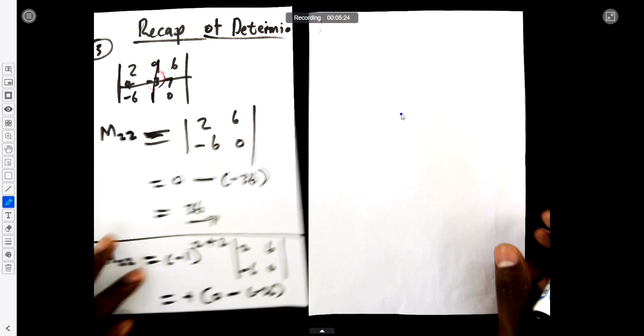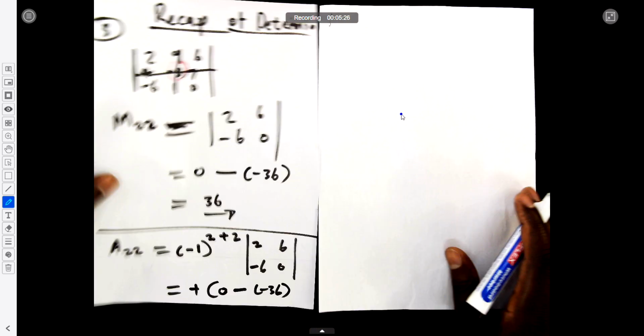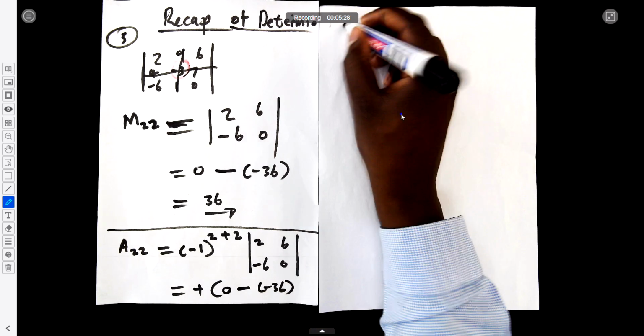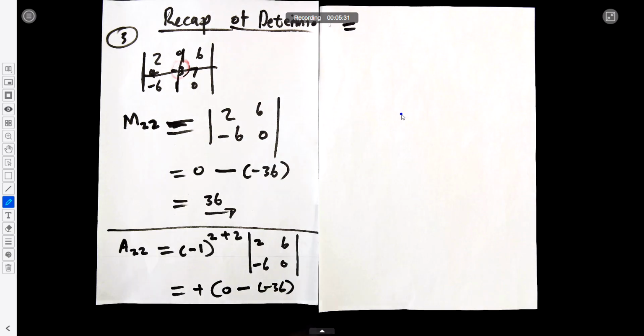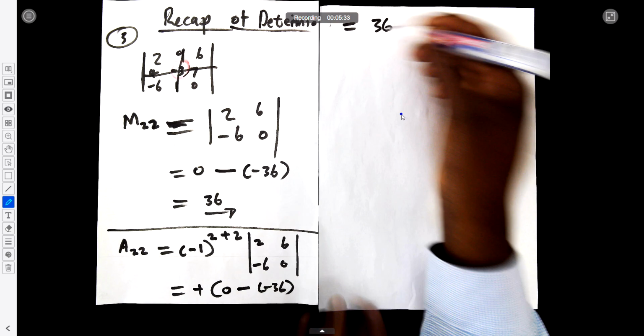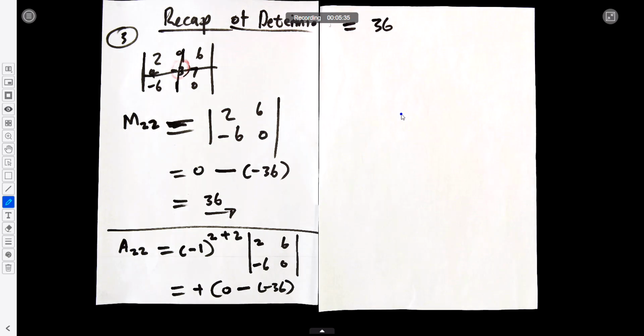Okay, let me just drag it here. So which is going to be equal to 36, isn't it? So not to waste time, 0 minus -36, so we have +36. That is the solution. Easy as it is. 3 marks.